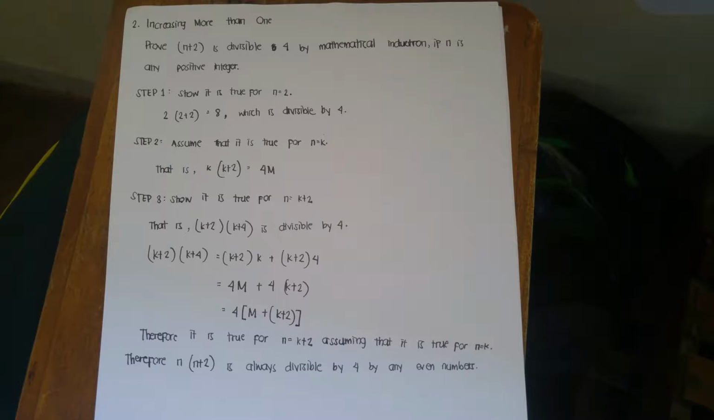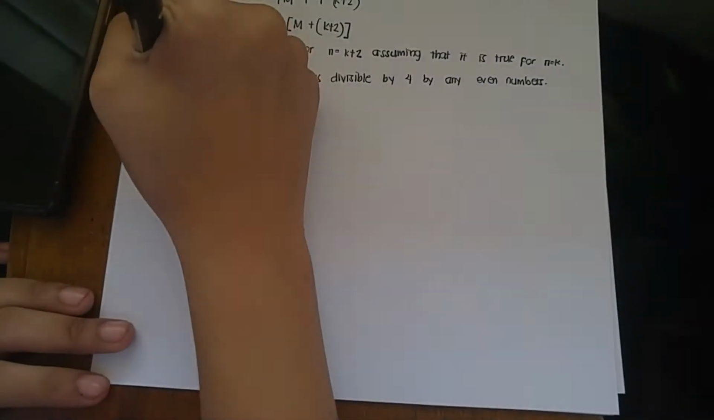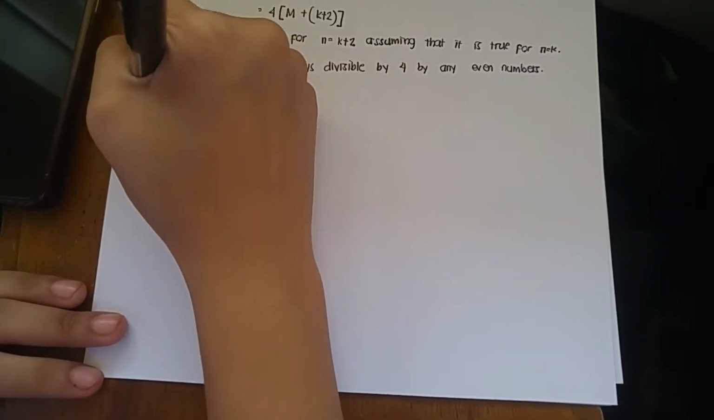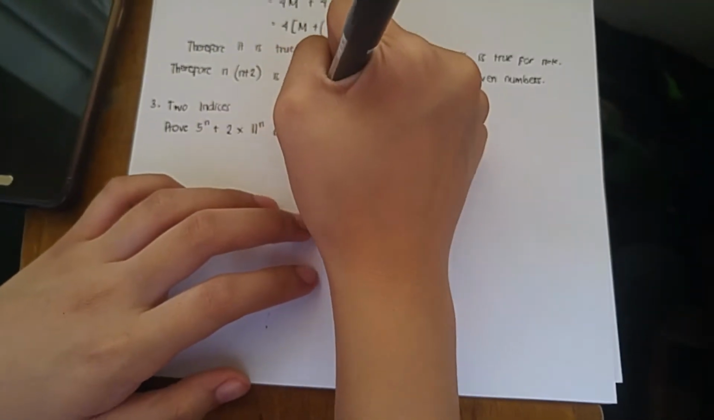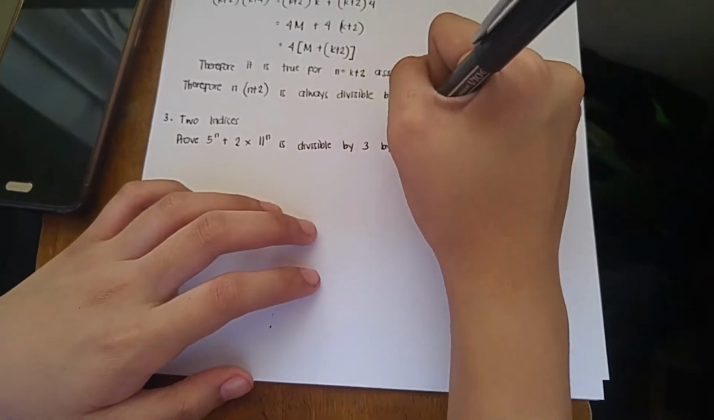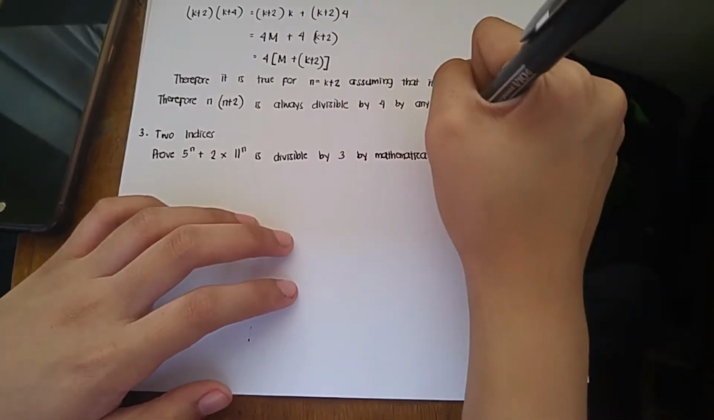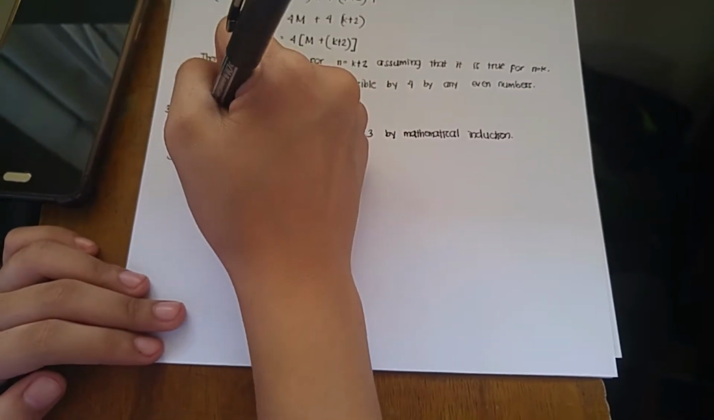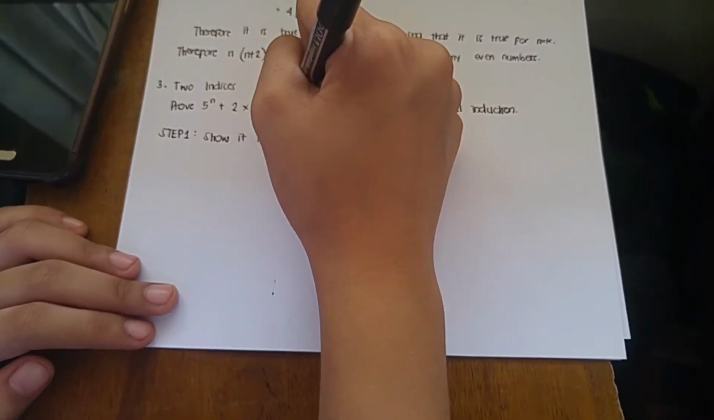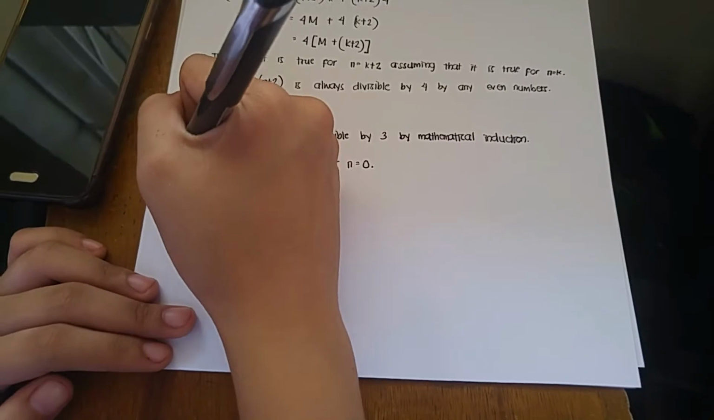Example 3. Indices. Prove 5^n + 2 times 11^n is divisible by 3 by mathematical induction. Step 1. Show it is true for n = 0. 0 is the first number for being true. 5^0 + 2 times 11^0 is equal to 3, which is divisible by 3. Therefore, it is true for n = 0.